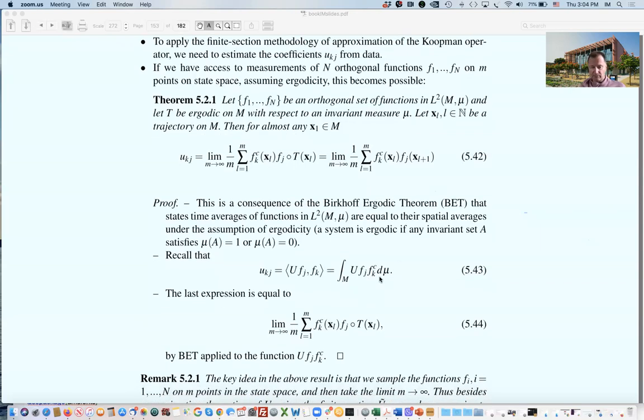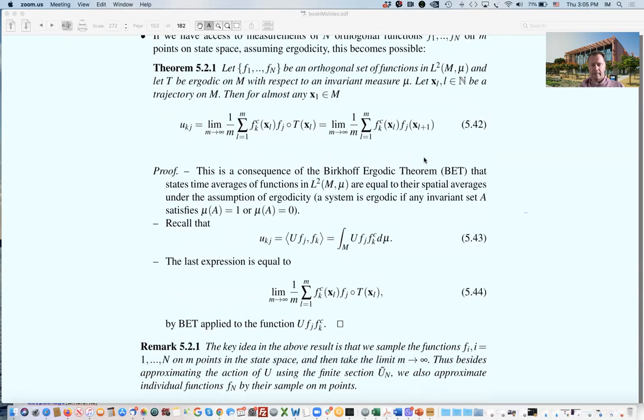But the reason why the proof is simple is U_kj is this average over the invariant measure. But that last expression, by the Birkhoff ergodic theorem, is equal to the time average of this function, which is the Koopman operator acting on F_j multiplied with F_k complex conjugate. So U_kj is equal to that, which is exactly the statement of our theorem. This is just the rewriting saying that this is the evaluation of the function F_j on the next point in the trajectory, x_{l+1}.